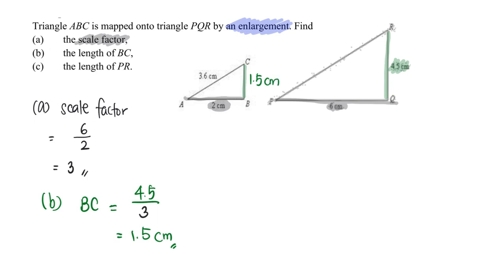And for QR, it is indeed 3 times larger. Yeah? And for my PR, since I know AC, right? So PR is pretty straightforward already, because I know it is bigger 3 times. So it is simply 3.6 multiplied by 3. And I got my answer.